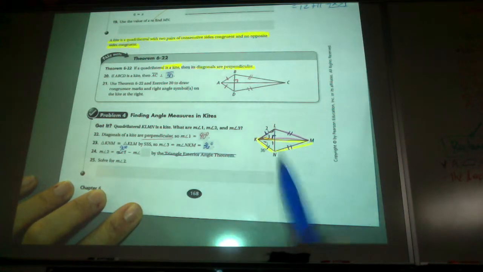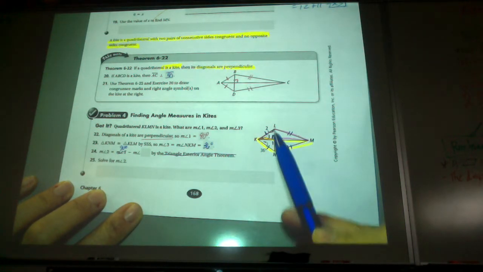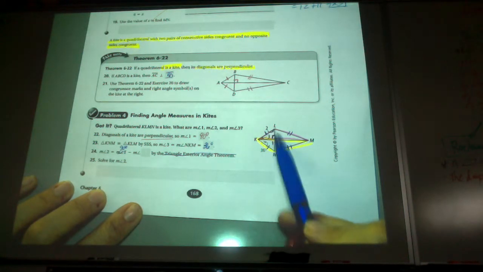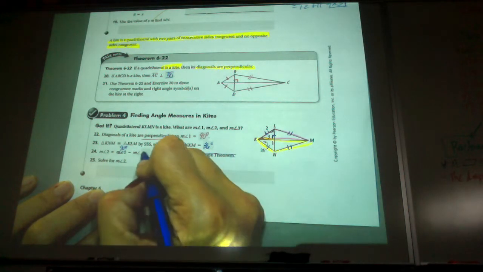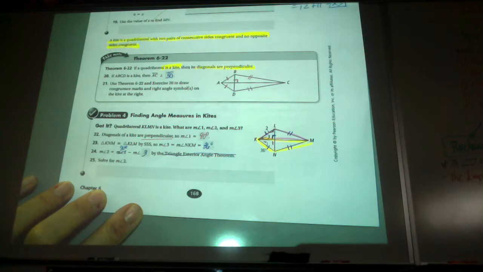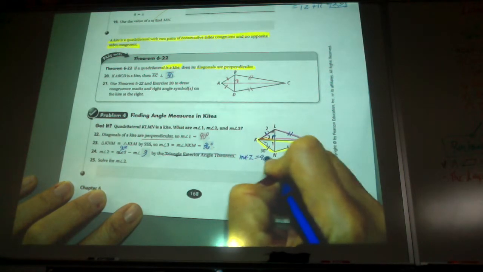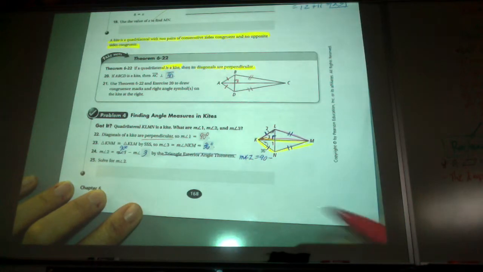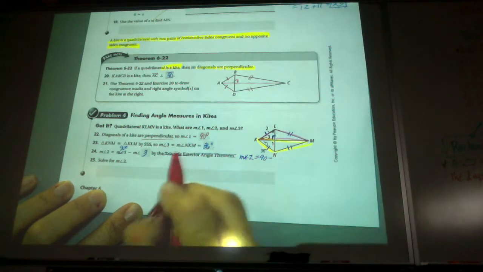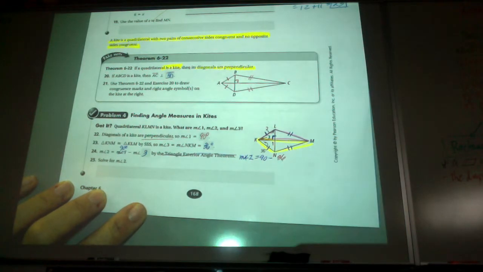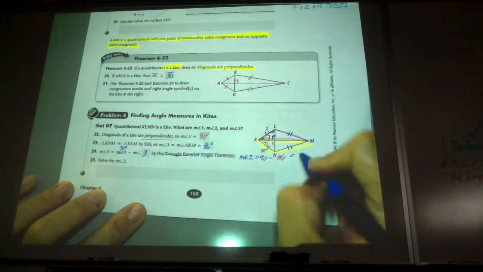So let's do it this way. The measure of angle 2 is equal to 90 degrees. Because if this is a right angle, don't those two add up to 90 degrees? Okay. So it's 90 degrees minus the measure of angle 3. So we have the measure of angle 2 is equal to 90 degrees minus, what's the measure of angle 3 from here? 36 degrees, right? So what does that give us? Yep.